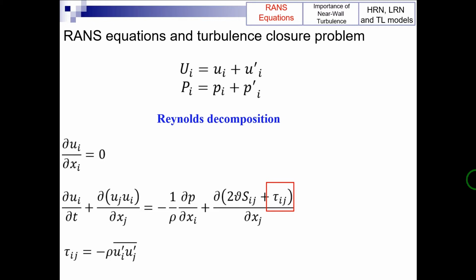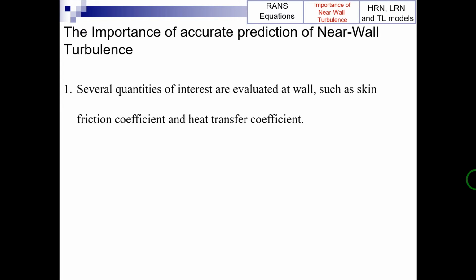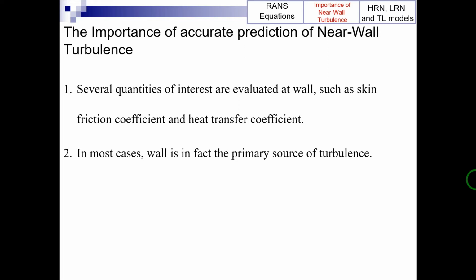All of the RANS-based turbulence models face a big challenge which is in common between them, and that is the accurate prediction of near-wall turbulence, which we are going to discuss in this video. The importance of accurate prediction of near-wall turbulence is twofold. First, several quantities of interest are evaluated at this region, such as skin friction coefficient, heat transfer coefficient, and also in most cases wall is in fact the primary source of turbulence.